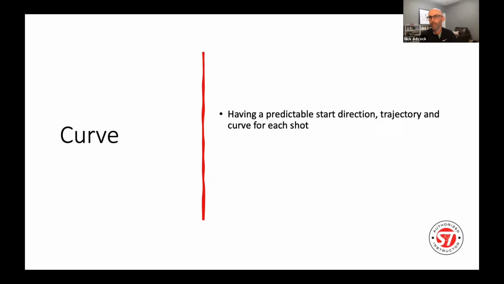I work for the Sean Foley Academy, and Sean often refers to the British Open as the swing ruiner. You get that hard wind off the right, start aiming left. Things change pretty quickly there. So having a predictable start direction, trajectory, and curve for each shot is really the mark of a great ball striker. So we've got contact, we've got power, we've got curve. Those are all fundamentals, but they're also skills.